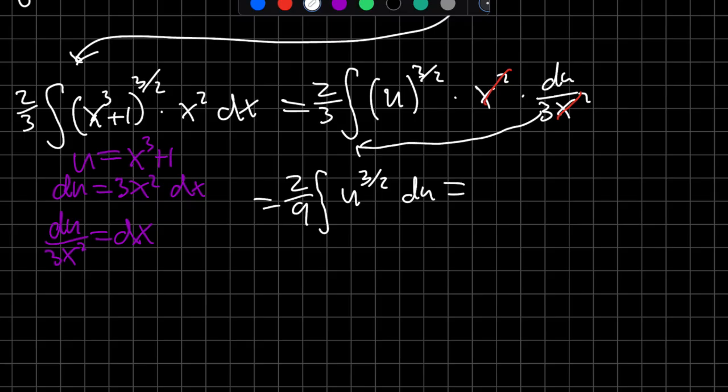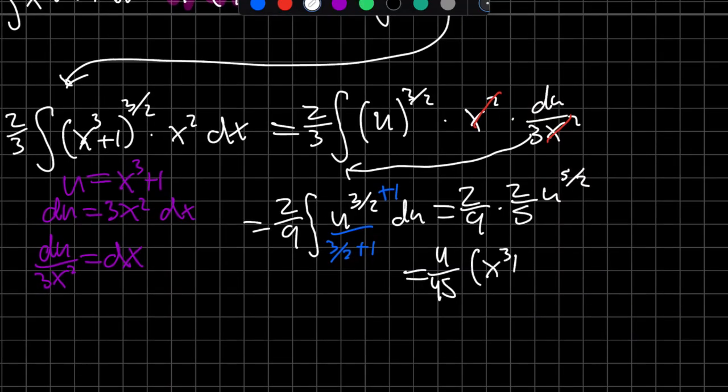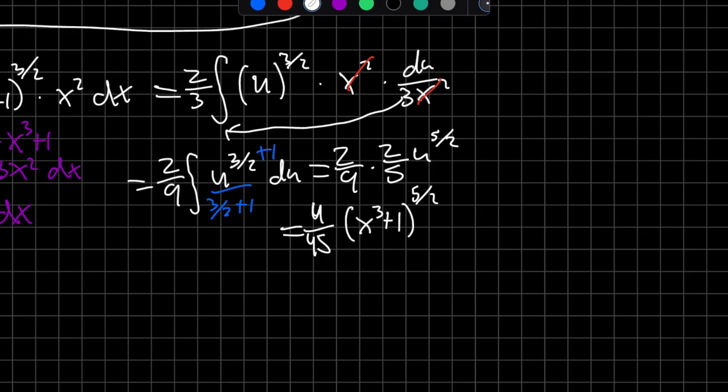Now it's easy to integrate. Add 1 to the power, divide by that new power. So we should be left with 2/9 times, which should be 2 over 5, u to the 5/2. Plugging back in our u, we should have 4 over 45. And our u that we made was x cubed plus 1 to the 5/2 power. So now we're left with what we have after doing integration by parts.